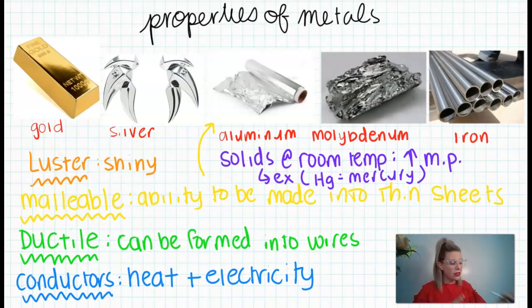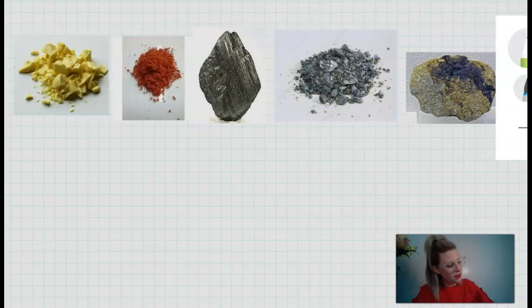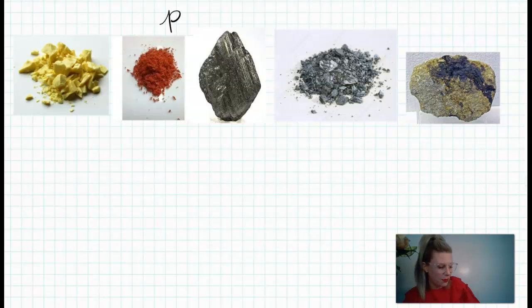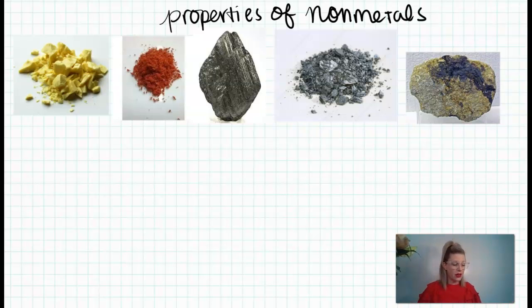Okay, cool. So now that we've learned all about metals, I now want to take a little bit of time to talk about the properties of nonmetals. So let's go ahead and flip to our next sheet. Up top here, I have different nonmetals. So these are going to be the properties of nonmetals. And up top, I've included 5 solids that are nonmetals.